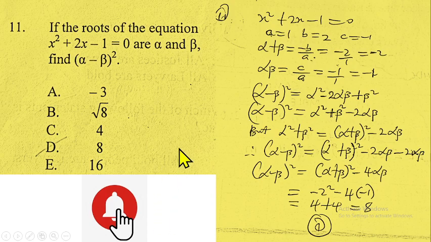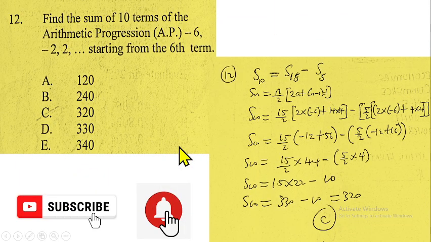So question number 12 is the next question, and it is from arithmetic progression. Find the sum of 10 terms of the arithmetic progression minus 6, minus 2, 2, starting from the 6th term. We are not starting from the first term, we are starting from the 6th term, and we are summing 10 terms together.